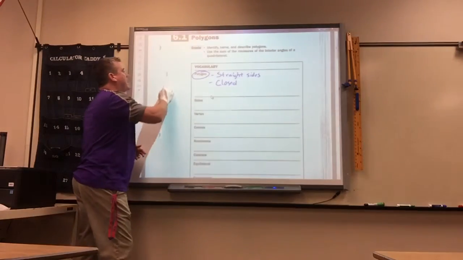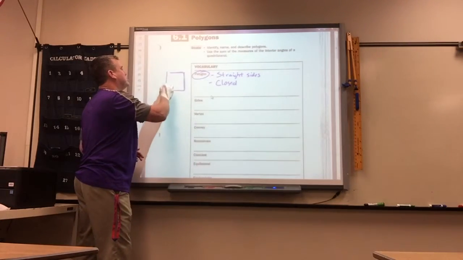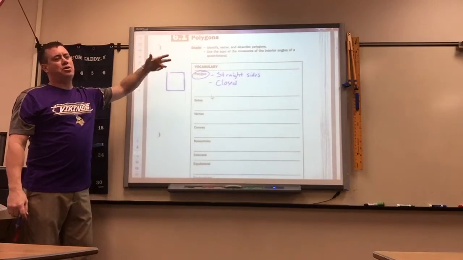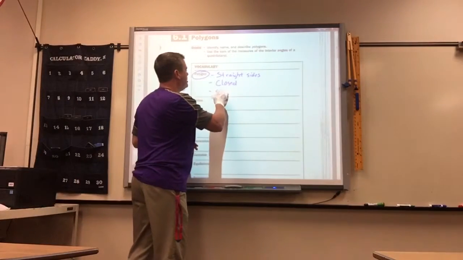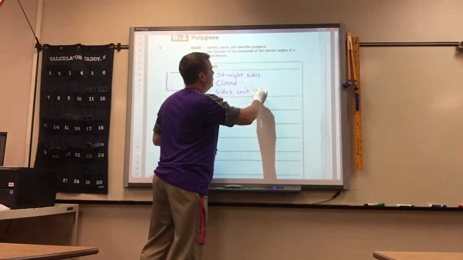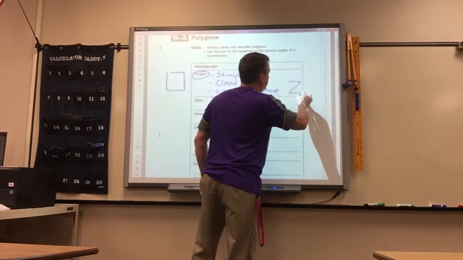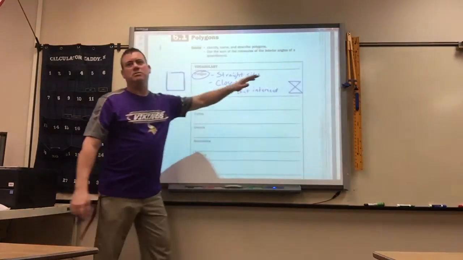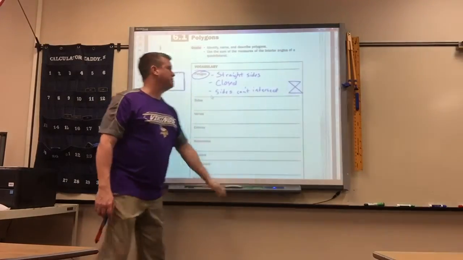For example, it can't be something like this, even though this is all straight sides. There's got an opening in it. Now this third one is one that most people forget. Sides can't intersect. The figure that they usually show you is kind of like an hourglass figure. These intersect. It is closed, but this would not be a polygon because the two sides intersect.